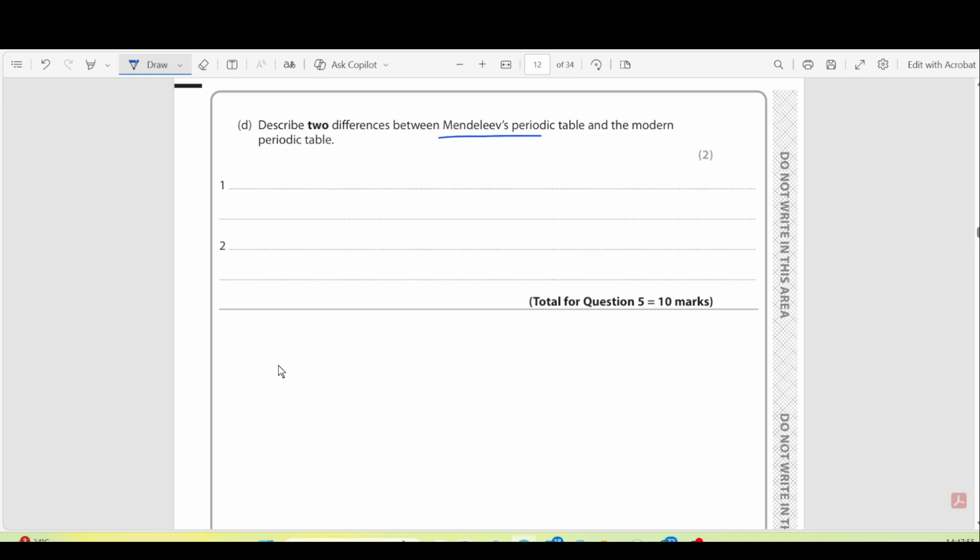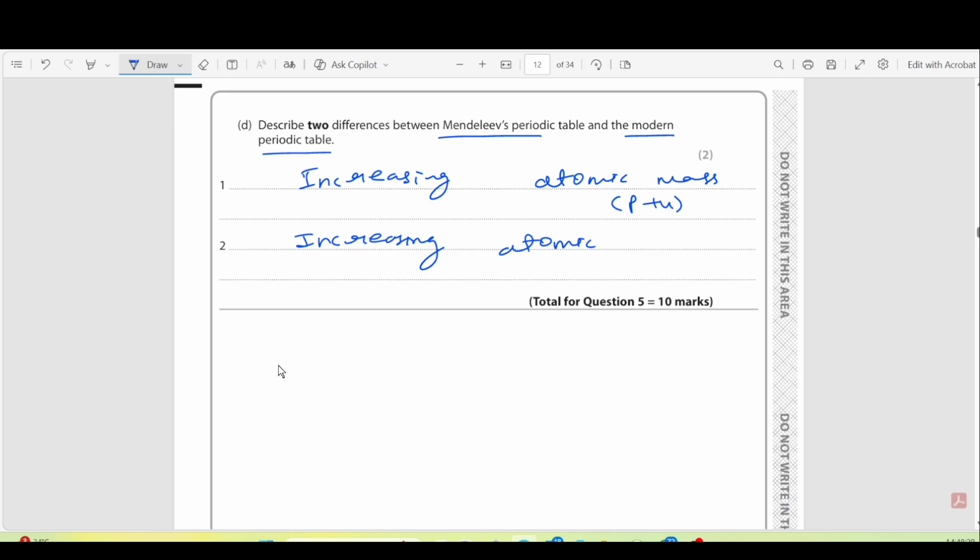Describe the difference between Mendeleev's periodic table and the modern periodic table. In Mendeleev's periodic table, elements were arranged in order of increasing atomic mass. Mass means proton plus neutron, the number of protons plus neutrons. And in the modern one, elements are arranged in order of increasing atomic number. Atomic number means just the number of protons. Okay, this is important. Remember this.